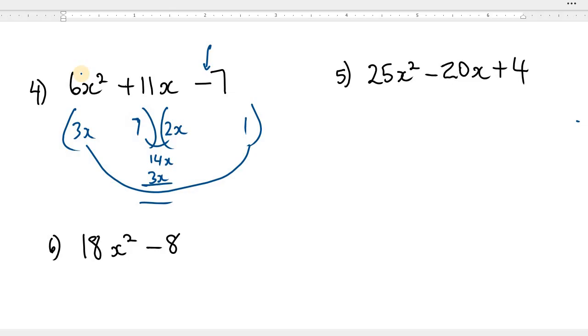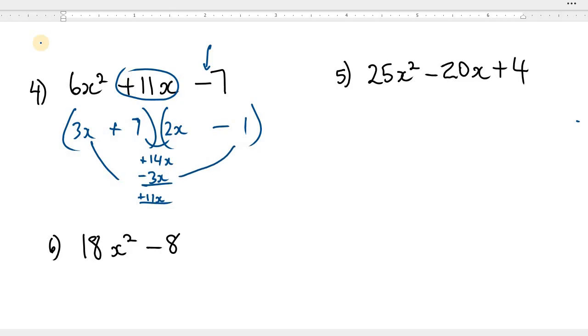So one has to be positive and one has to be negative, making the bigger one the positive and the smaller one the negative. We end up with positive 11x, which is what we're looking for. Right, the inner and outer should give us the positive 11x. So for the inner, this has to be positive. Positive 7 times 2x will give a positive 14x.